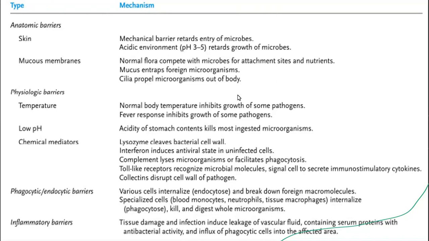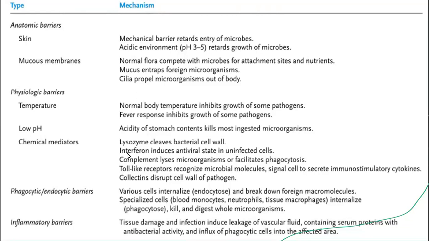But low pH, obviously, you know how acidic conditions could destroy microorganisms. There's chemical mediators. One I will talk about is the complement system. I don't want to go into detail because it's really complex, but I just want to show you just how complicated our innate immunity is. So it's not only about barriers. We actually have different proteins in our bodies that could really do some cool things, like it literally puts a hole in microorganisms.